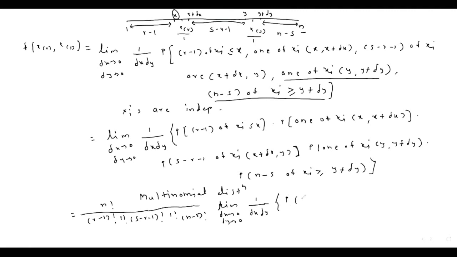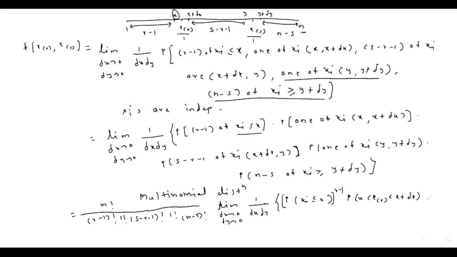I can write this as the probability of x of i less than or equal to x, the first probability. And how many probabilities are there? These are r minus 1 probabilities. So this can be written in this manner. Since 1 of xi means, I just now told you, x to x plus delta x, I have the rth value, so I can write directly x_r. So x_r is in between x and x plus delta x.